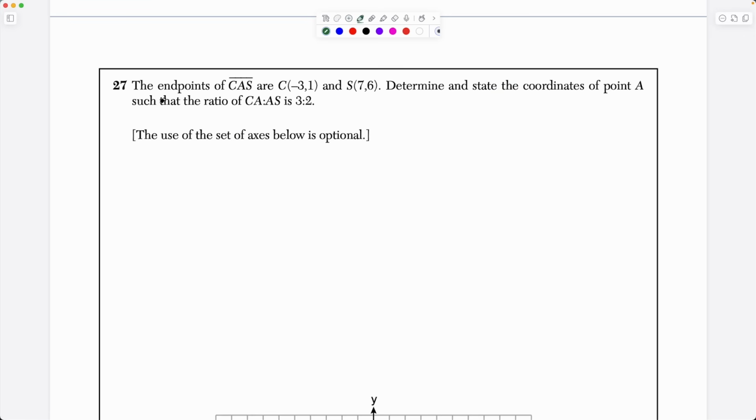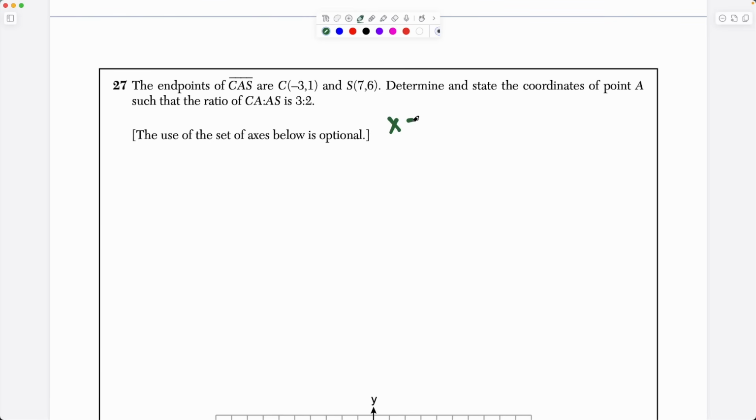Question 27, the endpoints of segment CAS are C (-3,1) and S (7,6). And we have to determine and state the coordinates of point A such that the ratio of CA to AS is 3:2. And we have the use of the set of axes below is optional. So first I'm going to do this with the formula, and then I'll do this with the graph.